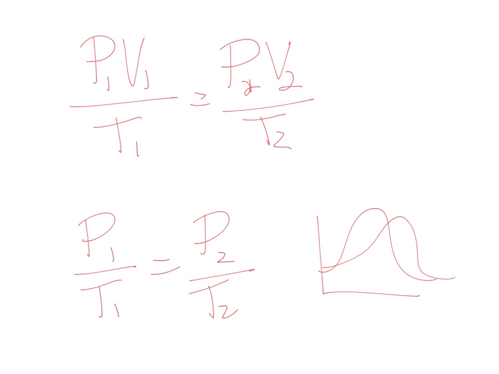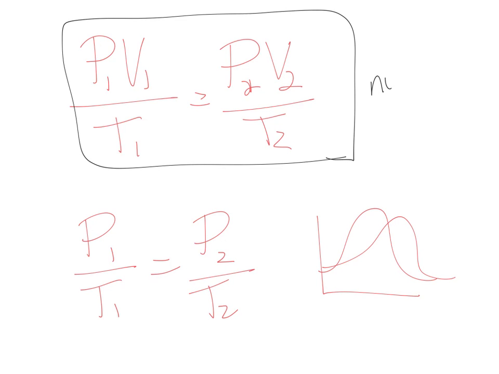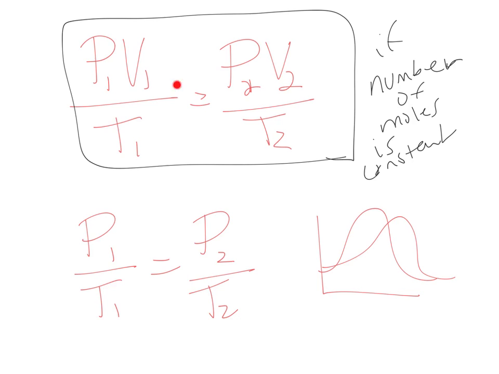So what I've written here is the combined gas law. If your number of moles of gas is constant, then you can evaluate the effect of pressure, volume, and temperature. They're all dependent on each other. If you change one, the other two will change. This is called the combined gas law, and it can be handy. I'm not going to do any problems with it, but you should be able to substitute in and solve.